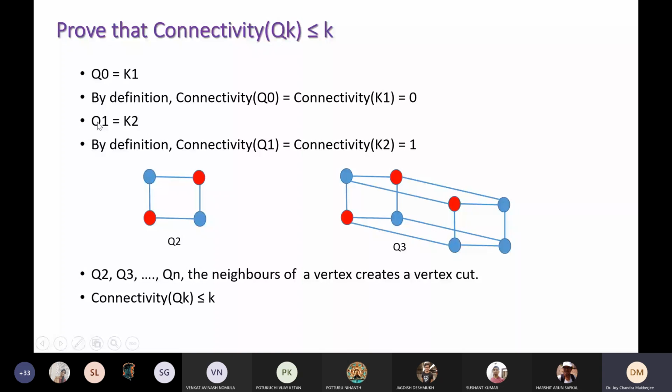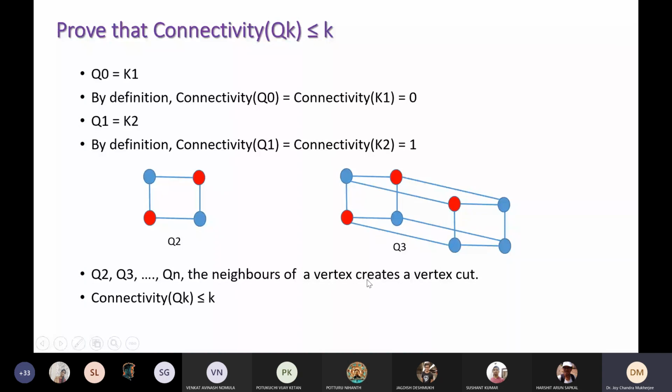For Q2, which has 2 squared, 4 vertices, Q3 has 8 vertices and Qn has 2 to the n vertices, for every vertex, the neighbors of a vertex create a vertex cut.